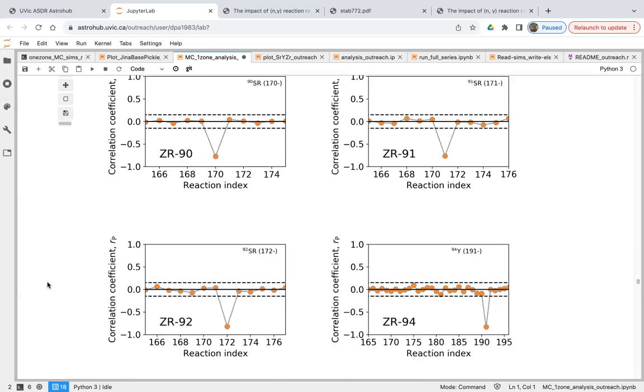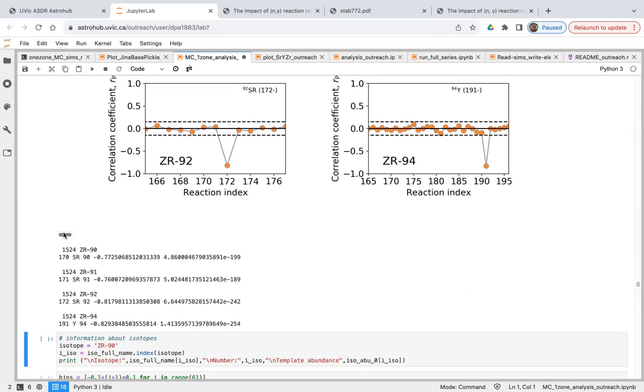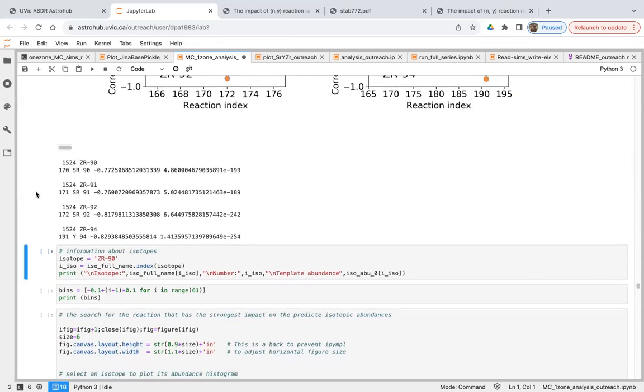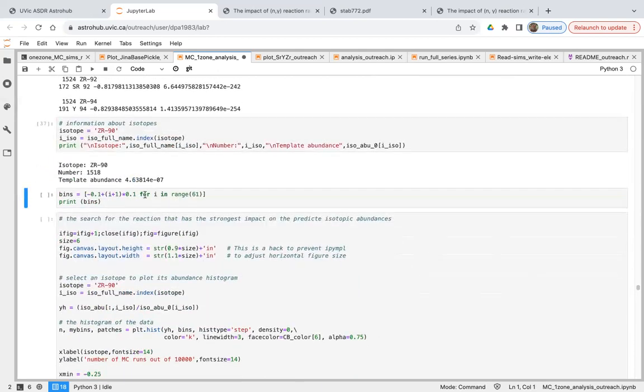A similar 4-panel plot, but now, as you can see, not for elements, but for isotopes. For instance, for zirconium 90, the strongest impact is produced by the reaction strontium 90 (n,gamma). Okay, and here the correlation coefficient's absolute magnitude is relatively large, approximately 0.75, as you can see. Similar to elements, we can do additional analysis.